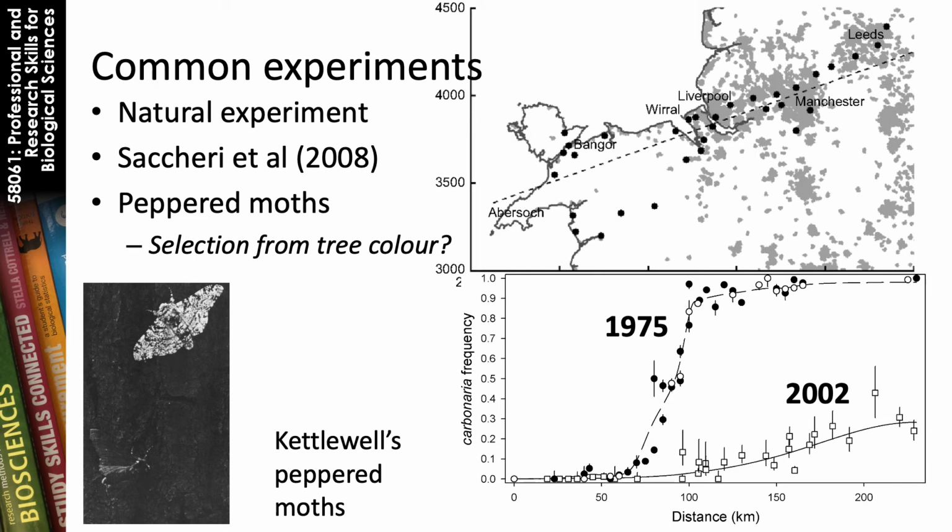What they found was they used that natural experiment of the Clean Air Act, kind of changing the colours of the trees, to test the hypothesis that it was originally the selective pressure of the black trees that led to the change in frequency of the black form of moth. And it's strong confirmation of that idea. So that's a natural experiment.